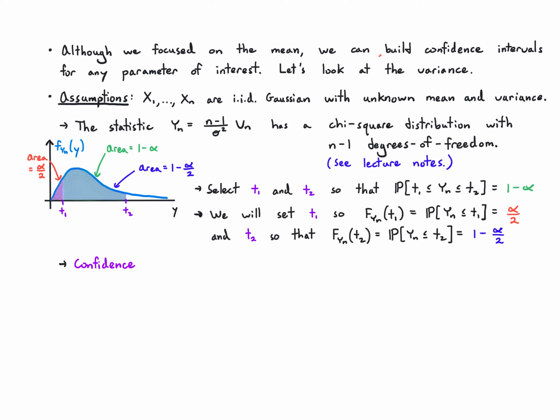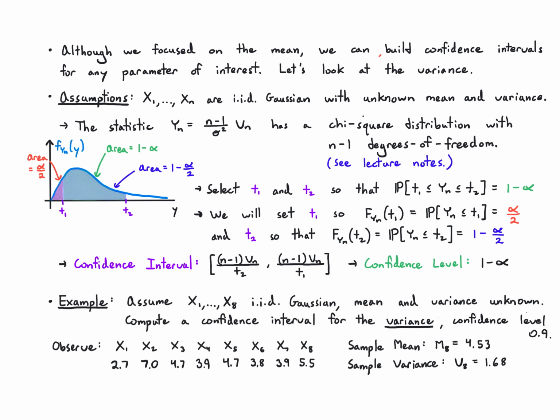And then my confidence interval will just be the following. It'll be n minus 1 times the sample variance over T2, and then n minus 1 times the sample variance over T1. The confidence level is whatever I want. I pick alpha. So let's come back to the same example. This is the same example that I had on the previous slide. I just pasted it again for you to see. I've already computed the sample mean. I've already computed the sample variance. The last thing I want to do is compute a confidence interval for the variance now.